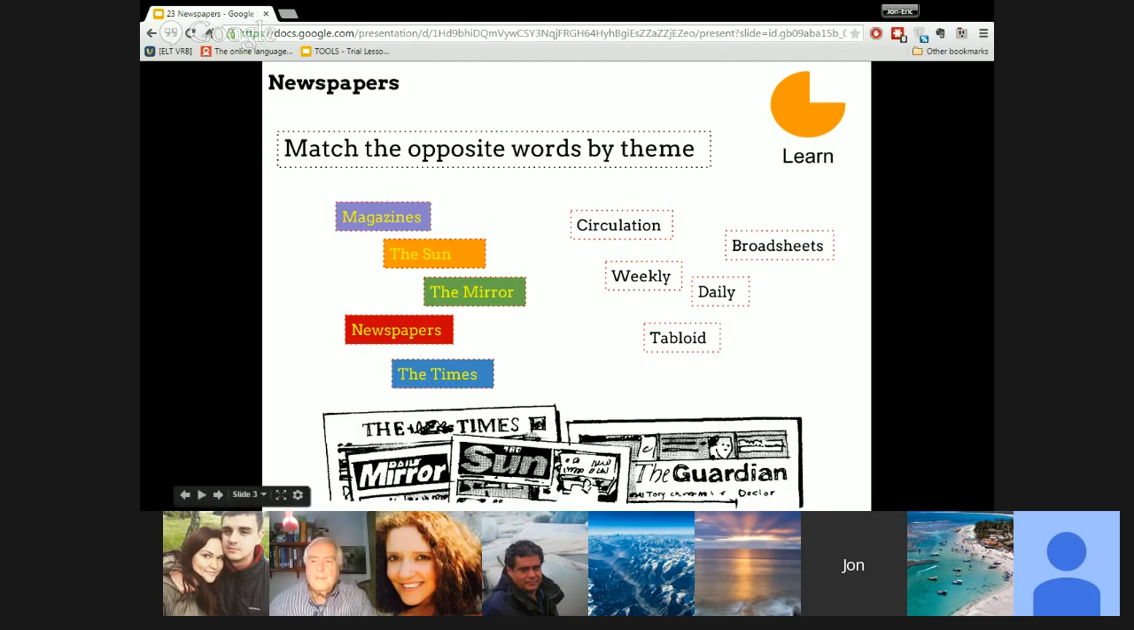Okay. Does anyone feel brave and want to give it a try? Try one of those words. Go in any order you like. So pick a colored word and match it up with a transparent word, and then tell me. Can I try it? Go for it. Magazines, daily. Magazines and daily.